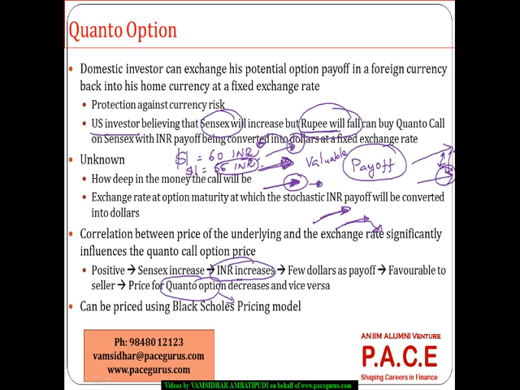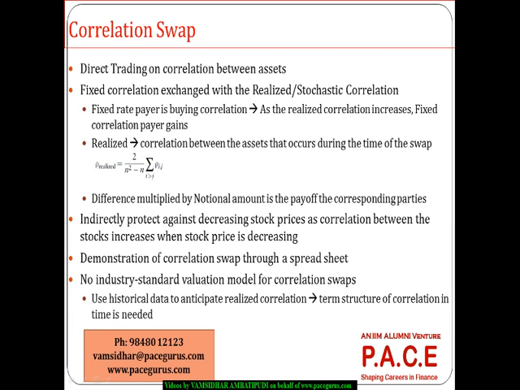So again, correlation between the index and the exchange rate, or the currency movement with respect to another currency, is really helping people to make trading decisions. Even this can very well be priced using the Black-Scholes models itself. Then the other kind of instrument that can come into the picture here is the correlation swap. Here it's again a straightforward thing.